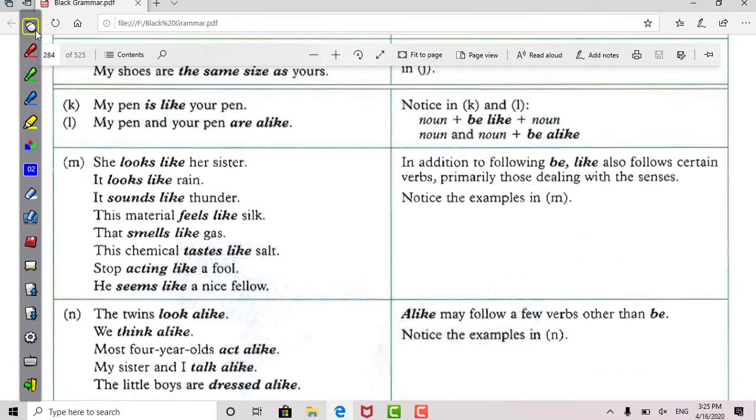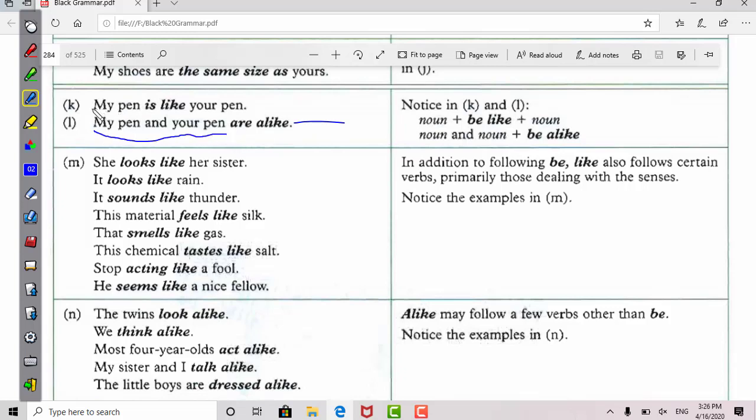Okay, my pen is like your pen. This one, when you talk about the similarity, you can use this one. My pen is like your pen. My pen and your pen are alike. If this one, why use "are"? Because there are two things.